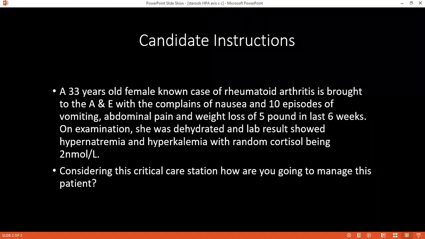Right. Can you please comment on the patient's lab? The patient has presented with hypernatremia and hyperkalemia, and the random cortisol level being 2 nanomole per liter. How would you manage that? This patient might have Addisonian crisis. I will give IV hydrocortisone 100 milligram followed by 200 milligram over 24 hours.